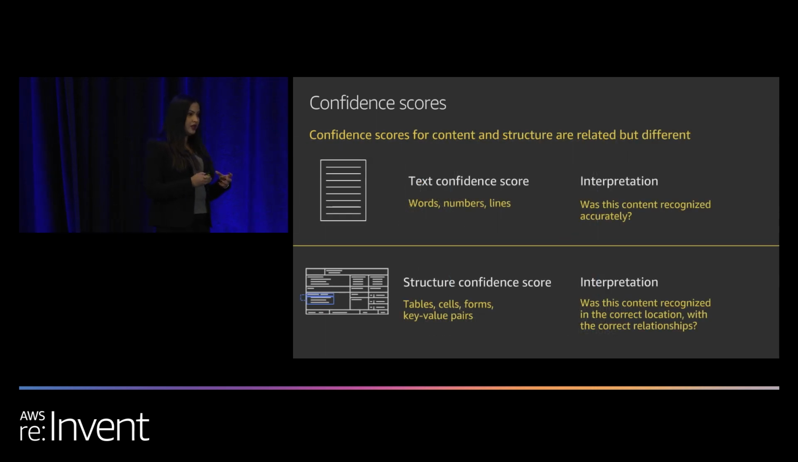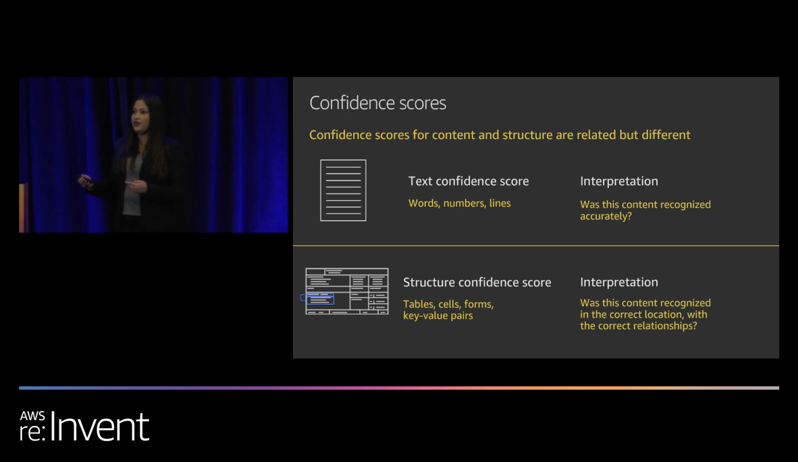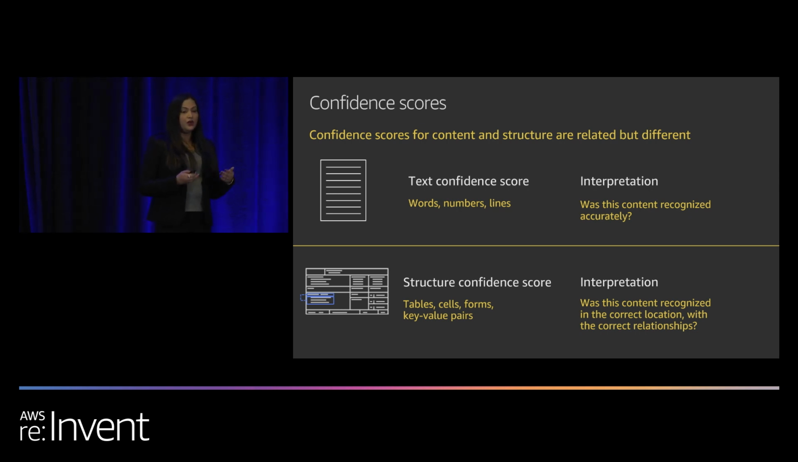The confidence score, the way it is intended to be used, also depends upon the content type it is associated with. So for text, the confidence score answers the question, was this content extracted accurately? And for structured entities like tables and key value pairs, the confidence score represents whether Textract was able to correctly establish the relationship between these entities and identify their position on the page.